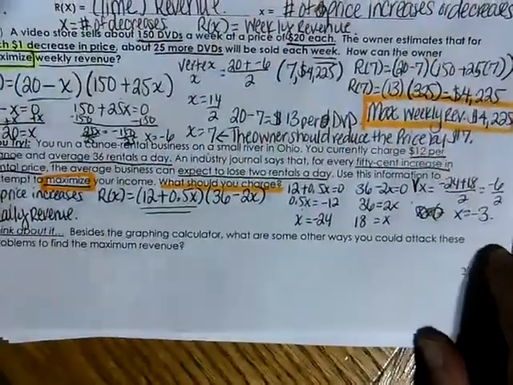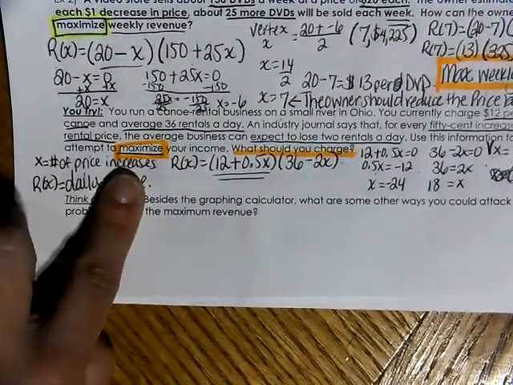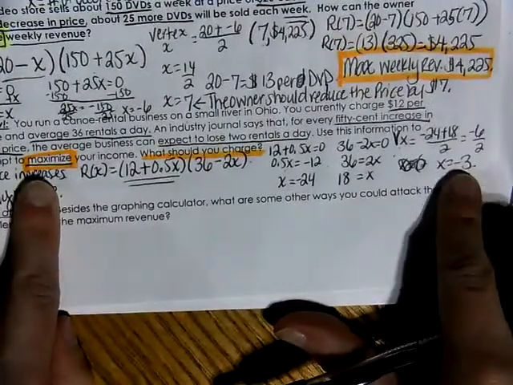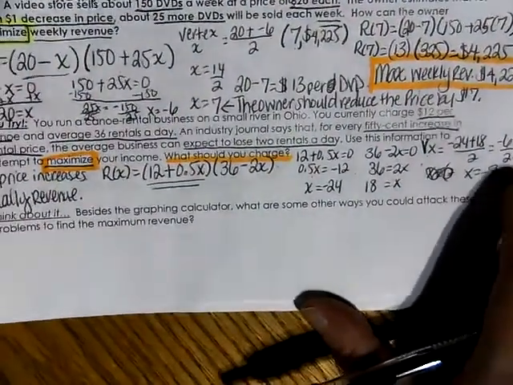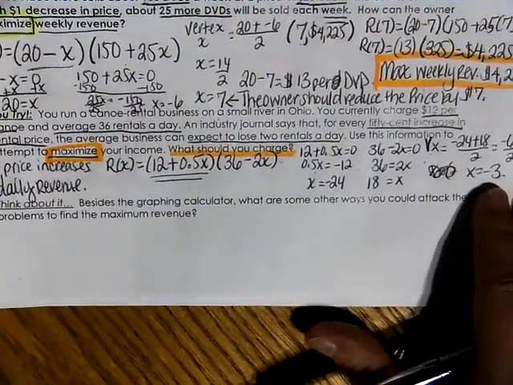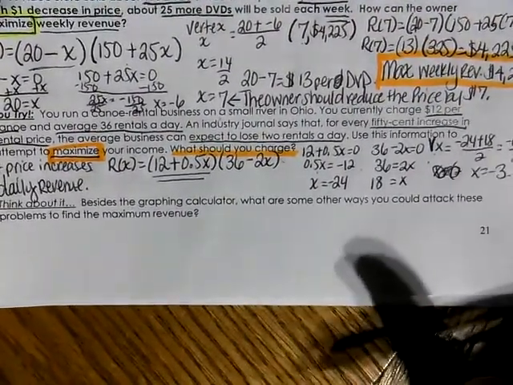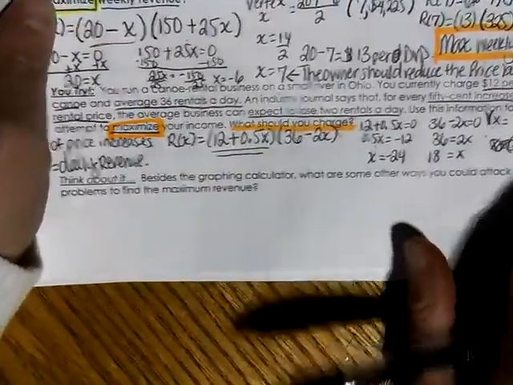Hold on. This is really weird. But x is supposed to be the number of price increases, and yet I find that x is equal to negative 3. So what that actually tells me is that increasing the price is not going to provide me with my maximum value. Instead, I should probably decrease the price 3 times.